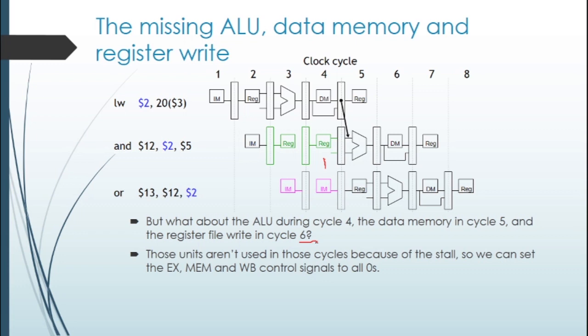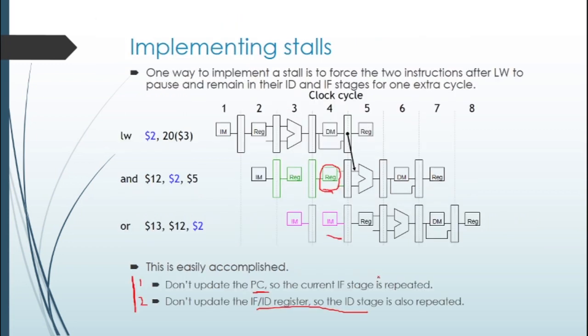How do we make sure that they are doing nothing? We do one simple thing: we clear all those control signals to 0. In the second stage, the ID stage, where the hazard is detected, we clear all the control signals for the EX stage, for the memory stage, and for the write back stage. We just set all those control signals to 0.